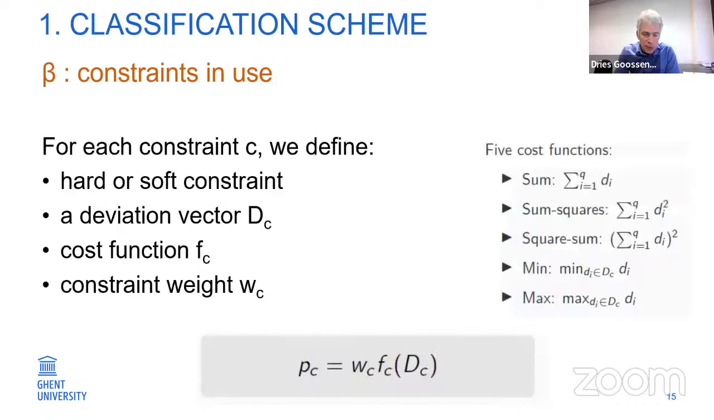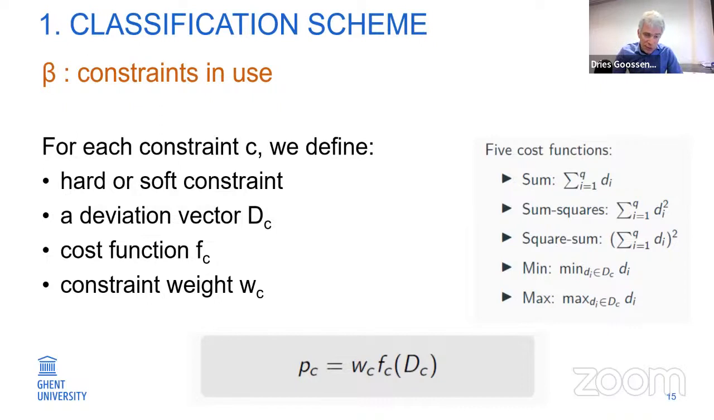All right. Now, for each such constraint, we let the problem owner indicate whether it's a hard or a soft constraint. Hard constraints have to be satisfied at all costs. Soft constraints can be violated, but then of course you pay a penalty. We also need to define the deviation vector. We have to measure exactly what it means not to satisfy a constraint, and what is deviating from that constraint.